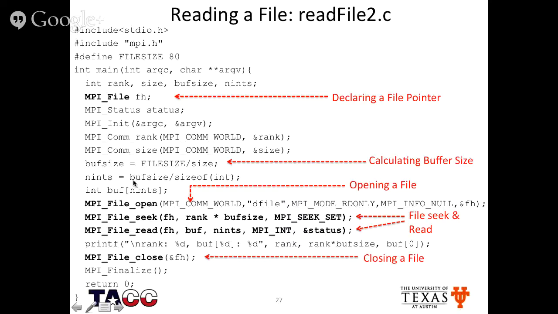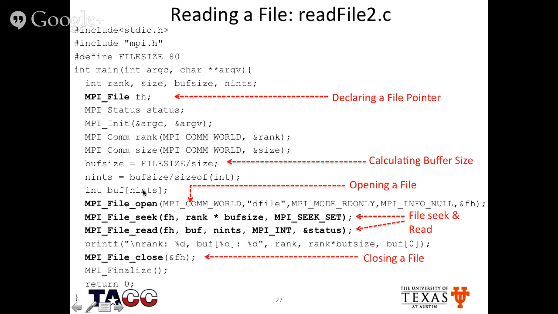Then I need to compute how many integers. I know I'm working with integers because I'm writing the program. So I want to find the number of integers I'm dealing with. I divide my buffer size, or the chunk that I just got, 20, by the size of int, which is 4, right? So I get 20 divided by 4, which is 5. So basically I'm trying to arrive at the amount of data that each of my processes should be writing. So I allocate a buffer, int buff, with that many integers.